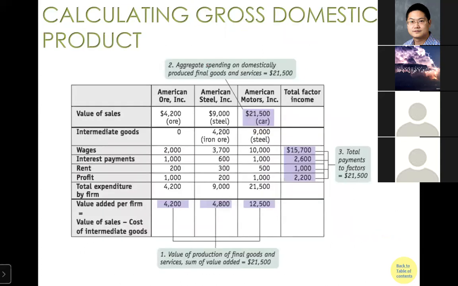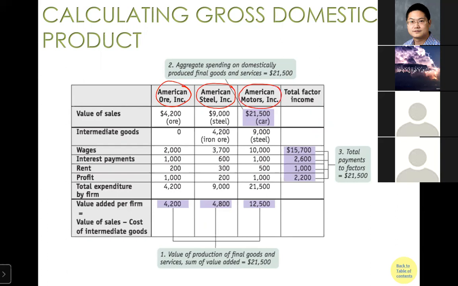Okay, so now let me use this example to explain to you how to calculate GDP and why you may end up with double counting. Start with the first approach, which is value added. But first, let me explain how this economy looks. This is a very simple economy. In this economy, there are three businesses. First, American Oil, the second is American Steel, and finally there's American Motors.